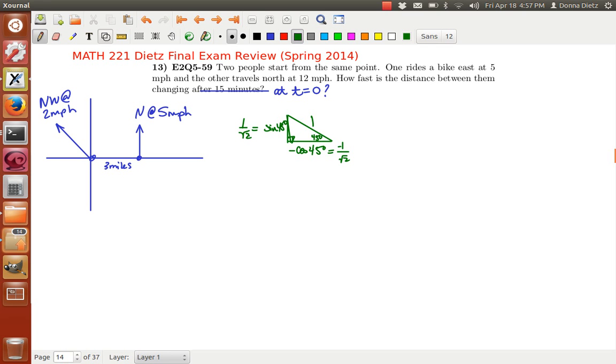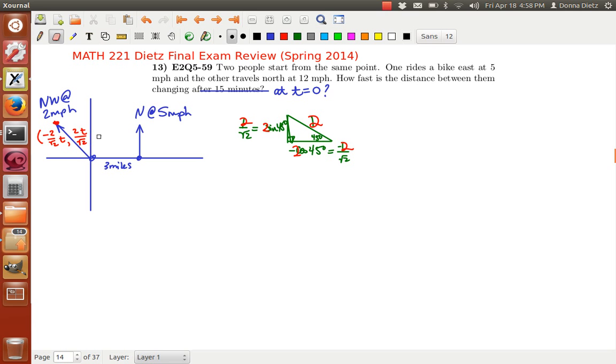But it's not what it said. It said you're going 2 miles an hour. So we have to multiply this whole thing by 2, and then this is 2 on this side. So what's happening is this guy right here has a position where x is minus 2 over root 2 t and y is 2t over root 2. And you may think that's really messy.